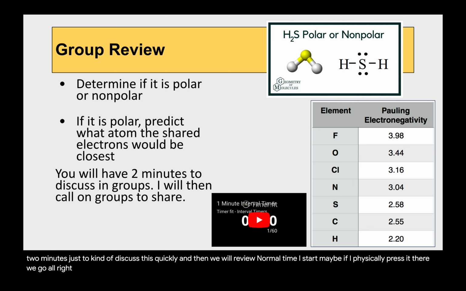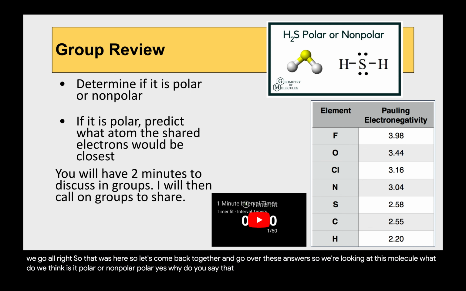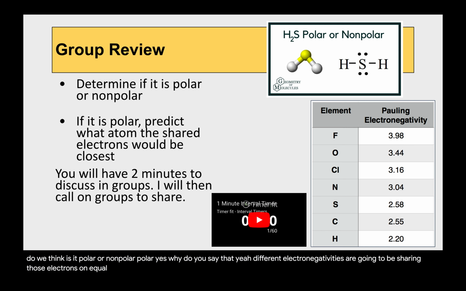All right, so that was 2 minutes. Let's come back together and go over these answers. If we're looking at this molecule, what do we think? Is it polar or nonpolar? Polar, yes. Why did we say that? Yeah, different electronegativities. They're going to be sharing those electrons unequally. Which one has the higher electronegativity here? Sulfur, yes. So where are the electrons going to be hogged closest to?